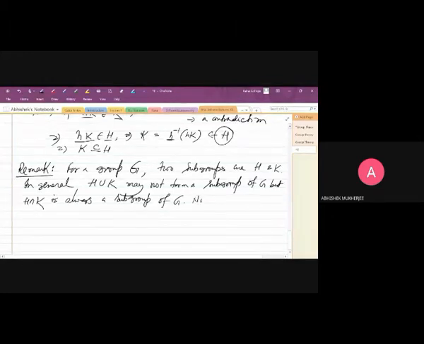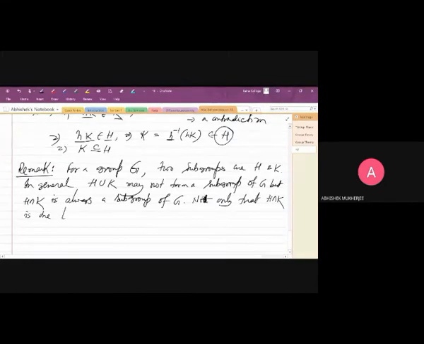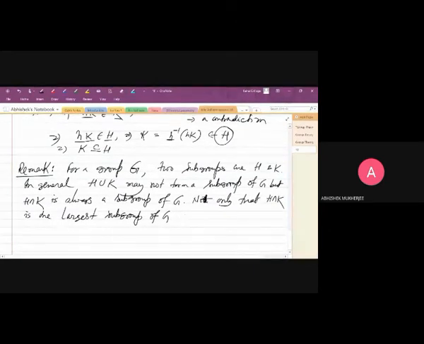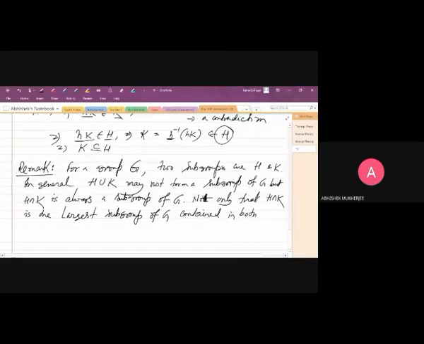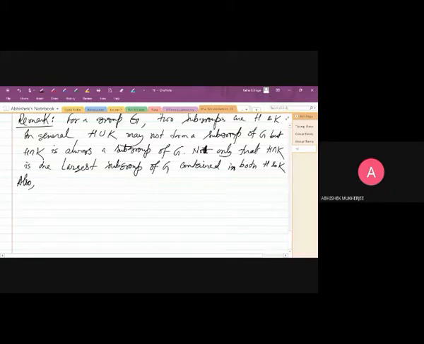Not only that, H intersection K is the largest subgroup of G contained in both H and K. And also, as we have seen, H union K in general will not form a subgroup of G, but considering H union K, you can construct a subgroup containing both H and K. That is the smallest subgroup of G containing H union K.